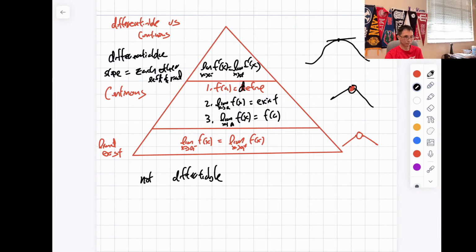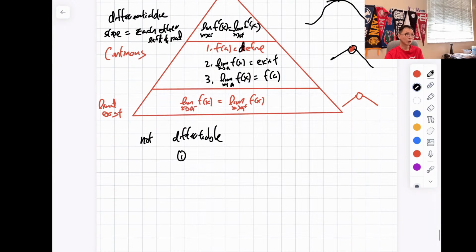Wesley? Horizontal asymptote? No, those are differentiable. Okay, so vertical asymptote, yes. Okay, what is that called? A sharp turn. You can call it a sharp turn. Anything else? There are 3 situations when the function is not differentiable. What's the third situation?